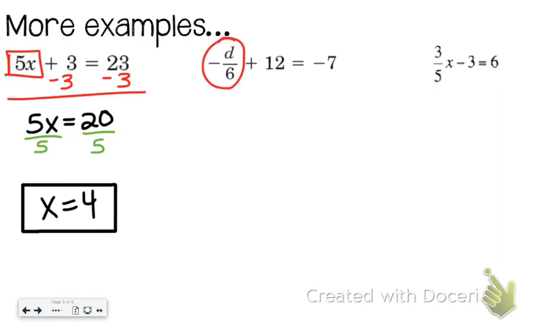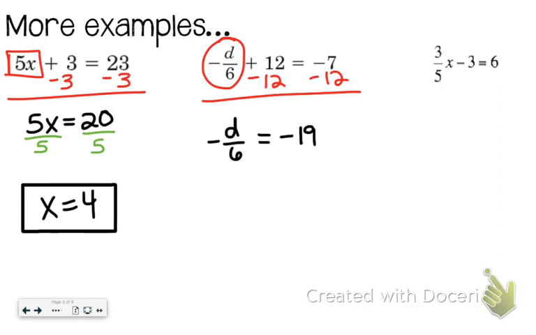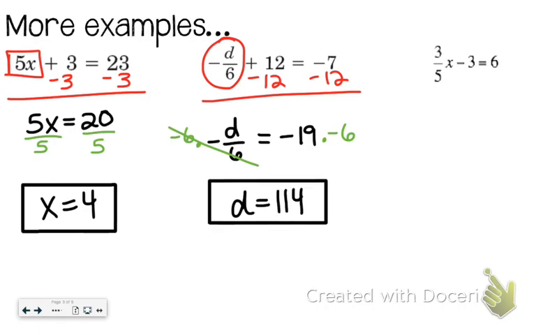So isolate the variable term, so that's that negative d over 6. So we need to get rid of that plus 12 first, so we're going to subtract 12 from both sides. That gives me that negative d over 6 is equal to negative 19. Now to undo a division with that negative 6, the opposite of dividing is multiplying. So we're going to multiply both sides by negative 6. On the left, the negative 6 and negative 6 cancel, leaving us just the d. And on the right, negative 19 times negative 6 is positive 114.